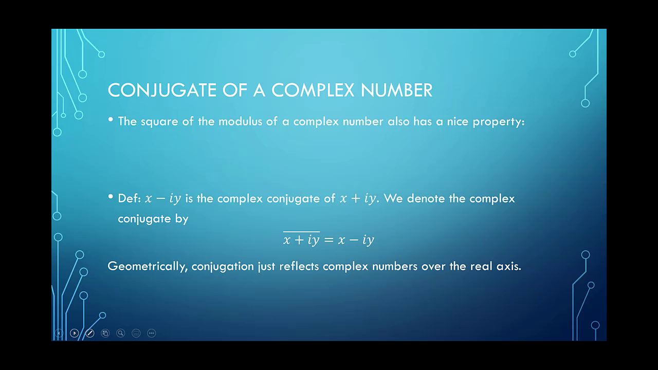Okay, so we're going to define something that you may have seen before, and this is something that comes up in calculus, although we don't deal with complex numbers in calculus, but we do deal with something called the conjugate, if you guys remember the limits. Now, where the conjugate comes from, it really comes from a nice property of the square of a modulus.